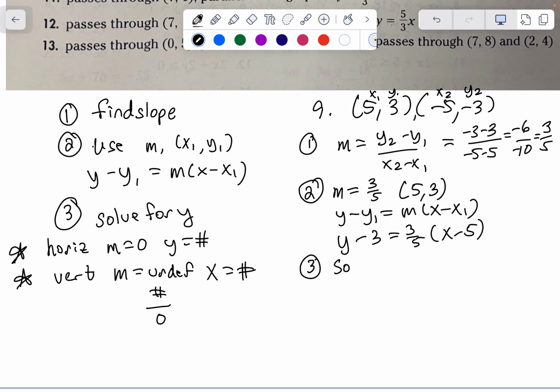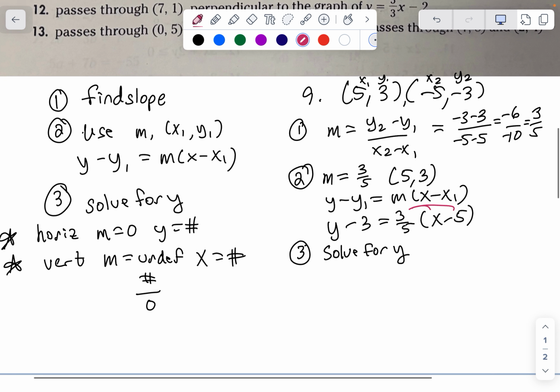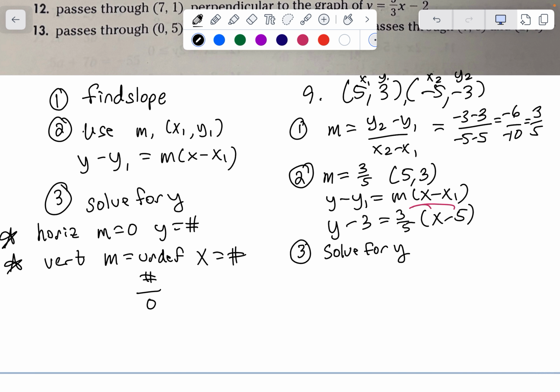Now, to solve it for y, there's usually 2 steps you got to take. First thing you got to do is distribute. Okay, so let's distribute. So I'm not touching the y minus 3 yet. That'll be the second step. Okay, so I'm going to distribute 3/5 x. 3/5 times -5 is -15/5. The 5's kind of cancel and just leave a -3.